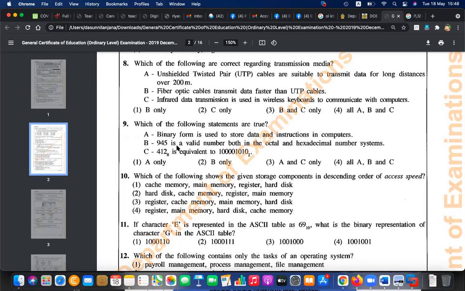Right. Then because of that reason it's not a valid number, right? Then 412 is equivalent to this one. How do we convert octal to binary?